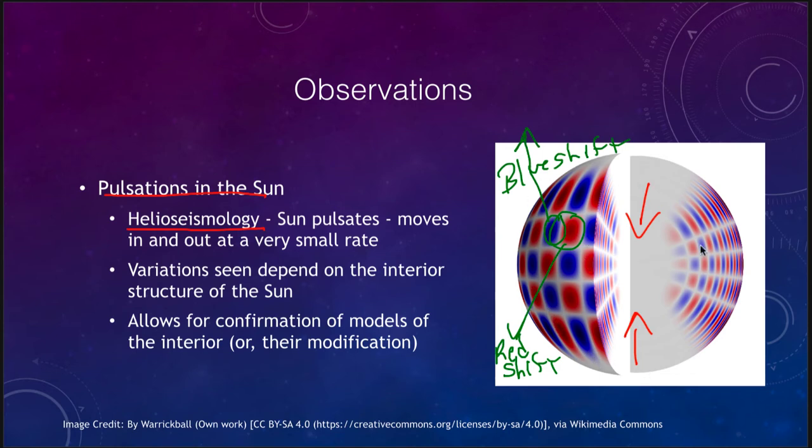So we can make models of the densities and the pressures at various points inside the sun to be able to match. And those variations that we see depend on the interior structure. So based on our model of the interior structure, we can then adjust that to fit the variations that are actually seen on the surface. So it can allow for confirmation of the models as per the scientific method, or maybe not quite right, and we need to make modifications to them.